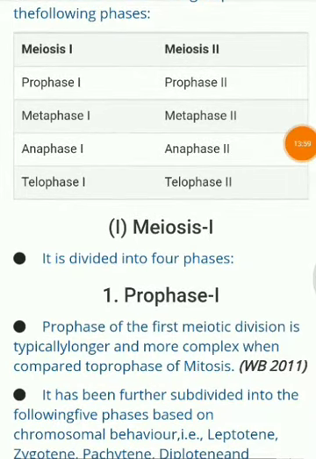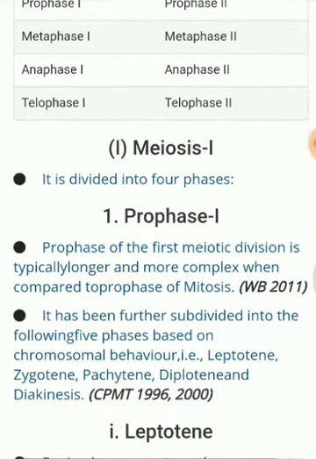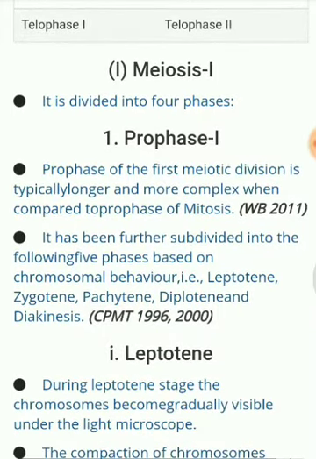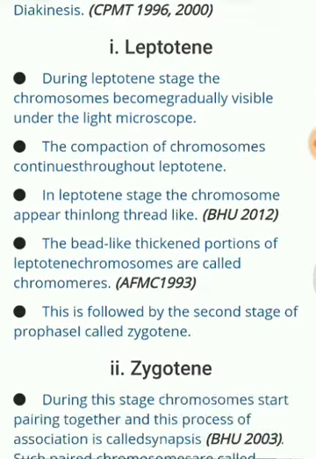Meiosis 1. Prophase 1. Prophase of the first meiotic division is typically longer and more complex when compared to prophase of mitosis. It has been further subdivided into the following five phases based on chromosomal behavior: leptotene, zygotene, pachytene, diplotene, and diakinesis.